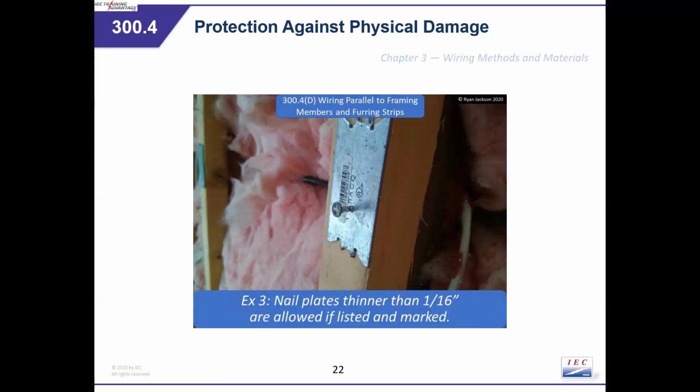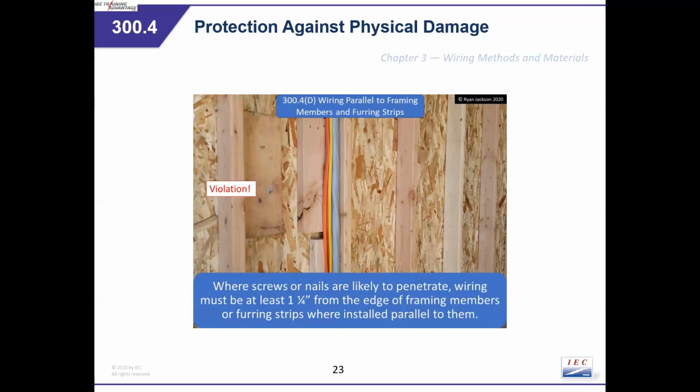Same thing, listed and marked. Where screws and nails are likely to penetrate, they're just showing you another example of making sure you're back far enough to protect.